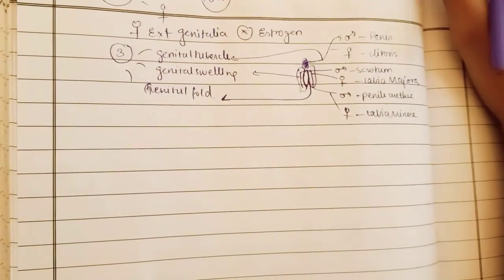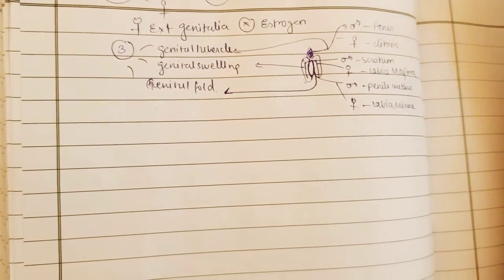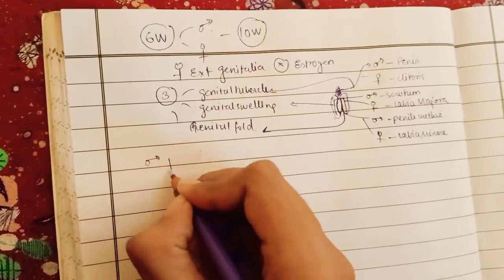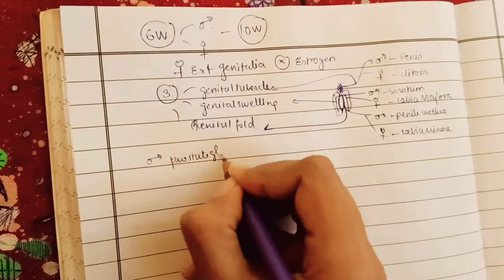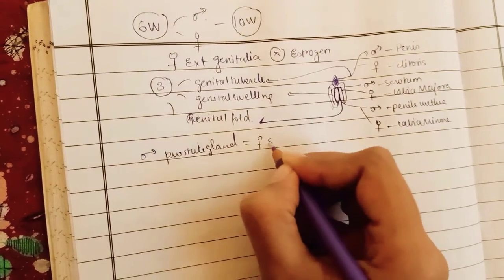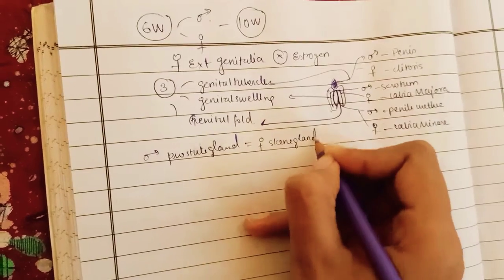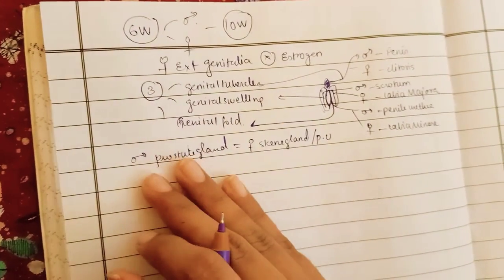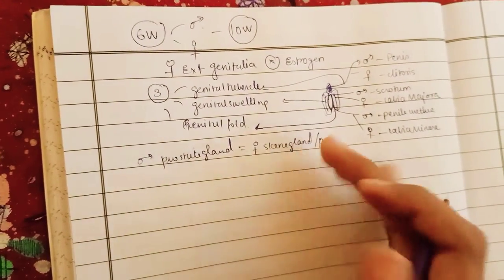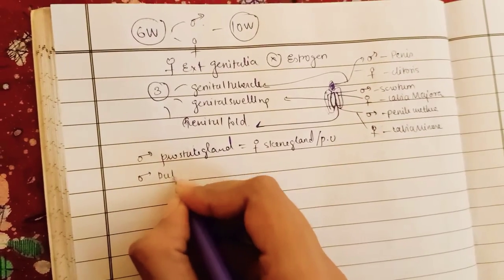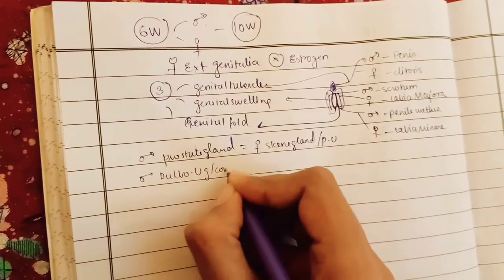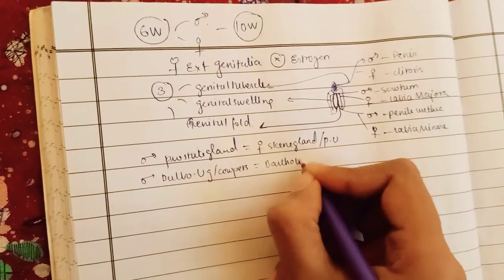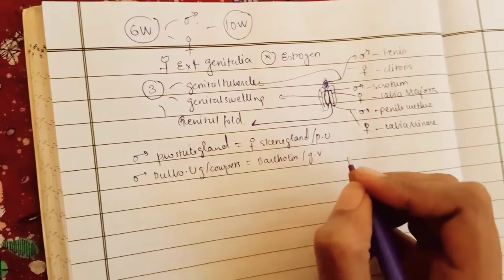Now coming to homologous structures, that is, the organs in male and female which have the same embryonic origin. Let us see. In the male, the prostate gland and in the female the Skene gland, or you can say paraurethral gland, are the same because they have the same embryonic origin. In the male, the bulbourethral gland, or the Cowper's gland, is equal to the Bartholin gland, or you can say the greater vestibular gland, of a female.